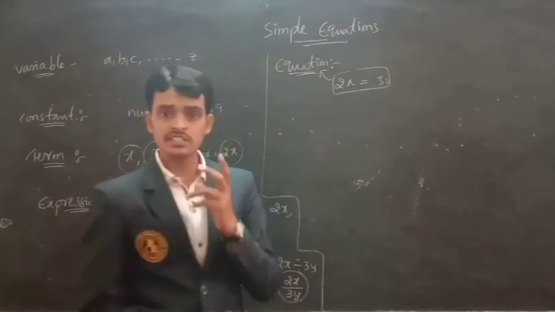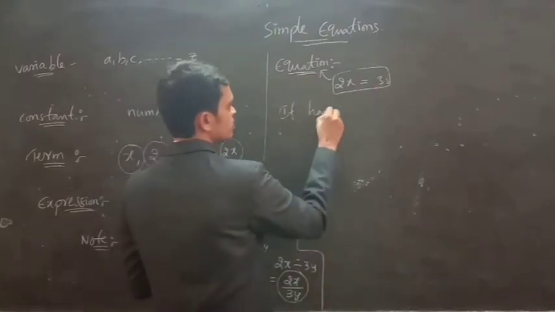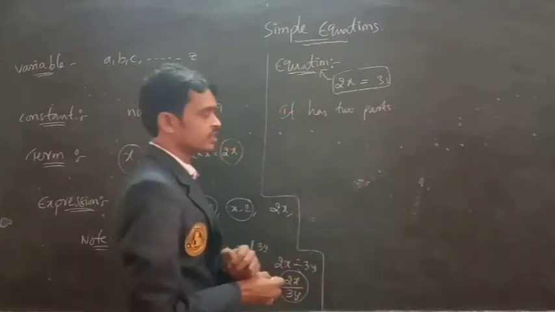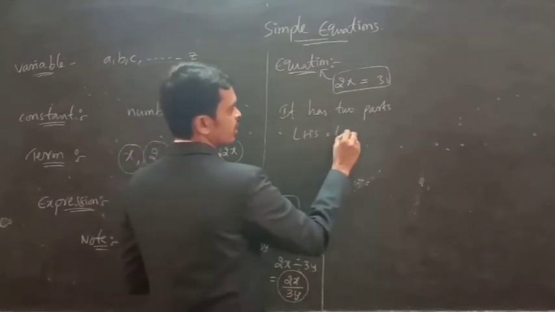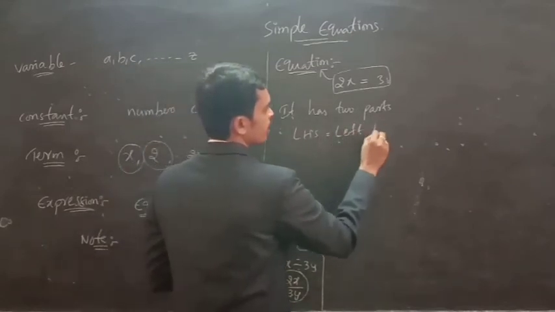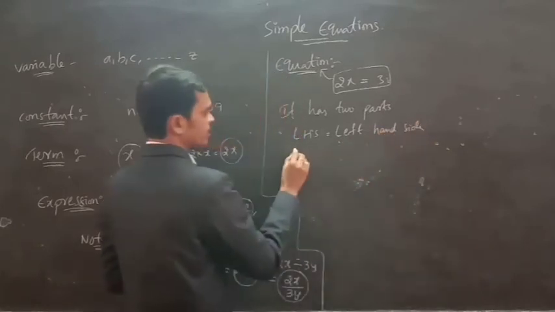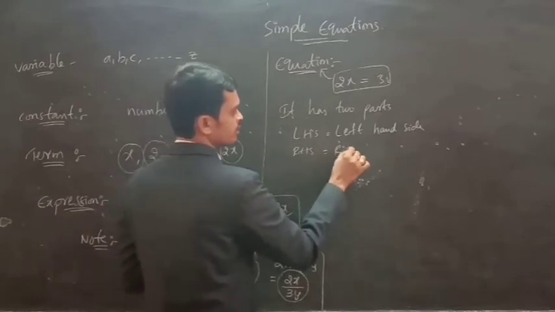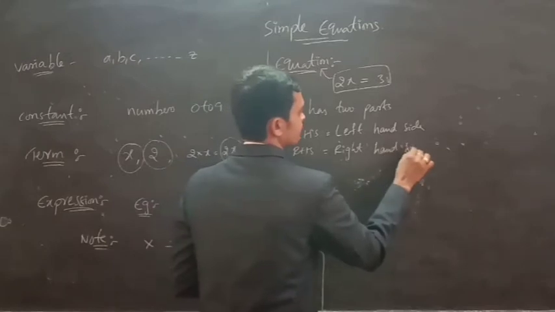So the equation has two parts. One is LHS, nothing but left hand side, and another one is RHS, nothing but right hand side.